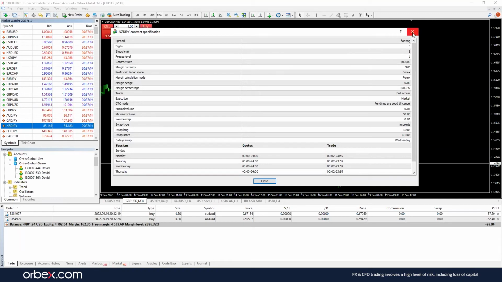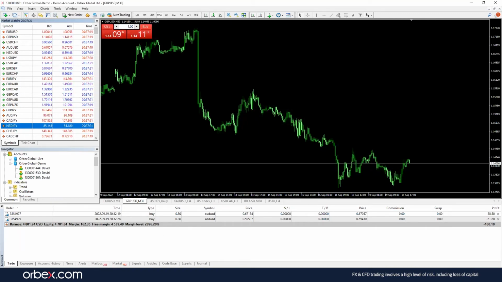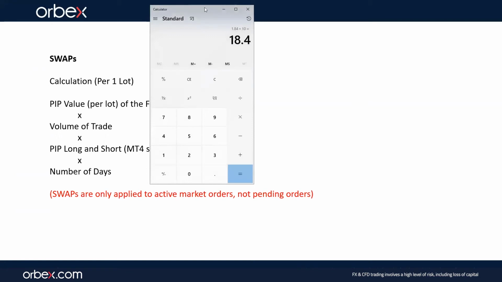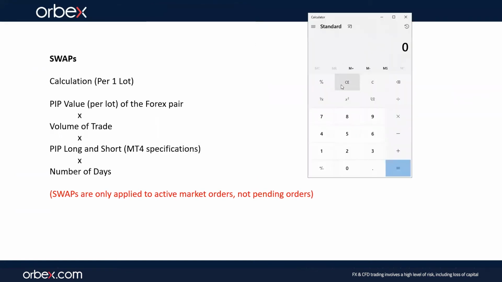Now, how do we calculate swap? Well, swap, as I said, is a particular charge, positive or negative. The calculation is per one lot. So if you've got a 0.01 lot position open, you'll put 0.01 on your calculator. Then the pip value of the forex pair. At the moment we can do this pretty easily from the examples we've just seen. So we do one lot, and then one pip value of the forex pair. So that's 10 for euro dollar or any dollar quote currencies. And then we've got the number of days.